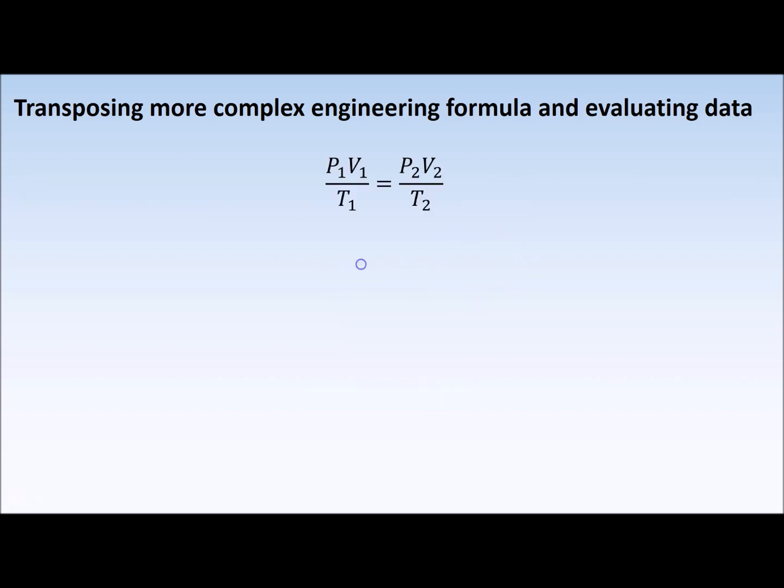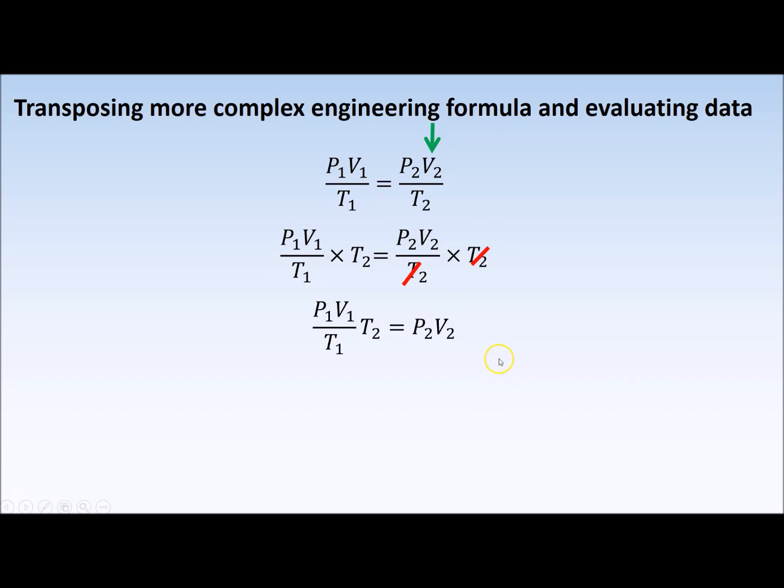Okay, so hopefully we would have come back with something like this. This is just a recap. We've done this before. We're after V2 and we want to move T2, so it's the denominator, so we times by T2. What we do to one side we do to the other. Those two cancel each other out, which then leaves us with this formula.